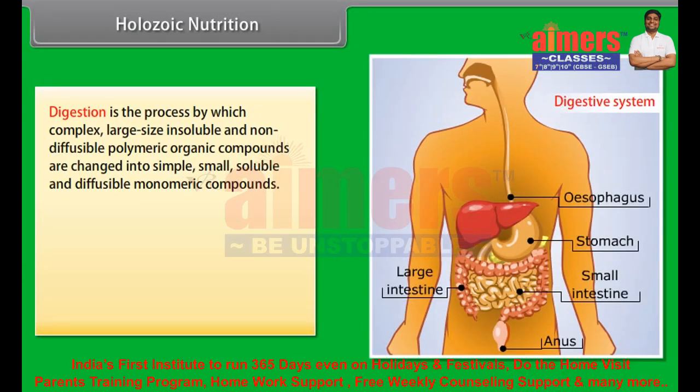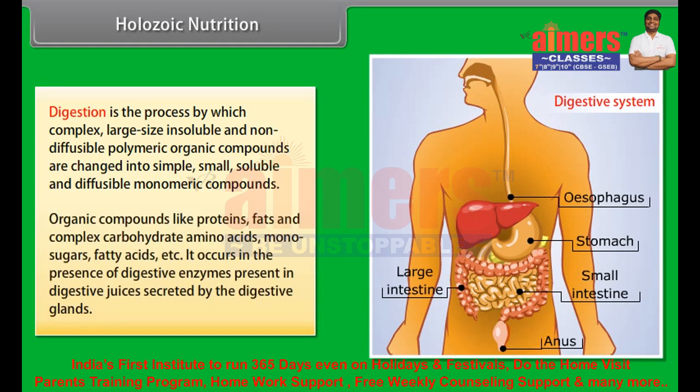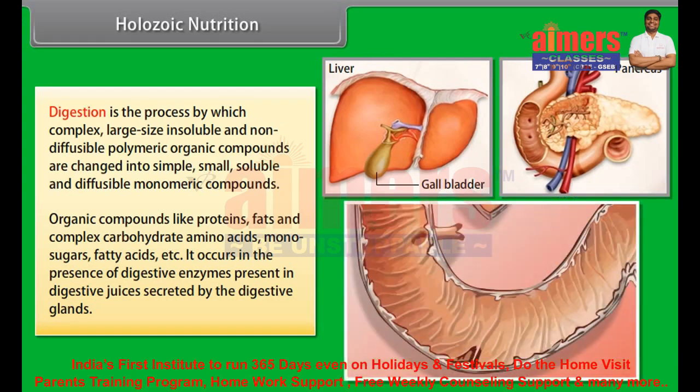Digestion is the process by which complex, large-size, insoluble and non-diffusible polymeric organic compounds are changed into simple, small, soluble and diffusible monomeric compounds. Organic compounds like proteins, fats, and complex carbohydrates are changed into amino acids, monosugars, fatty acids, etc. It occurs in the presence of digestive enzymes present in digestive juices secreted by the digestive glands.